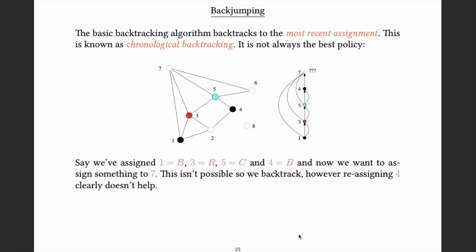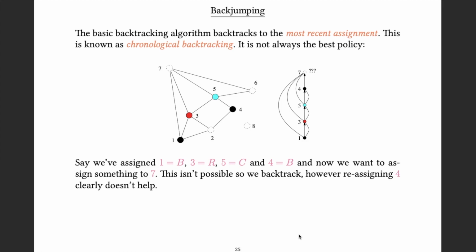Now the key point here is that if we've assigned things in this order, 1 is B, 3 is R, 5 is C, and 4 is B, and now we want to assign something to 7, we can't, because it's connected to 1, 3, and 5. They have the 3 different possibilities, so there's no possibility left for 7. Now, with chronological backtracking, we would backtrack one step and try to reassign 4. But a short consideration of the situation makes it very obvious that reassigning 4 will make no difference to the fact that we can't assign anything to 7.